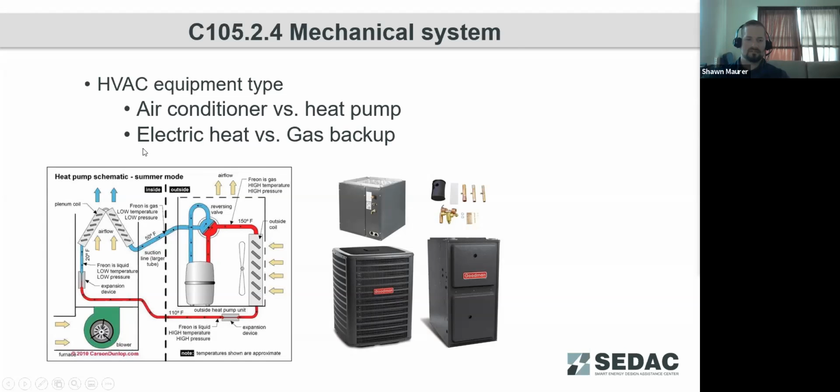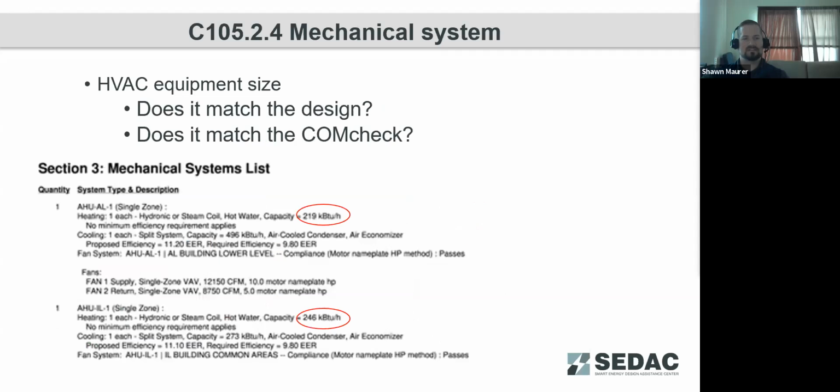So those are some things to be aware of when looking at mechanical systems as far as commissioning and proper function during site inspections. Does it match the design? Does it match the COMcheck? If you got an initial COMcheck report for the design of the building that verified it was going to meet compliance with the code, then you've got that initial COMcheck report that contains this detailed listing, an example of which we have at the bottom of the screen here.